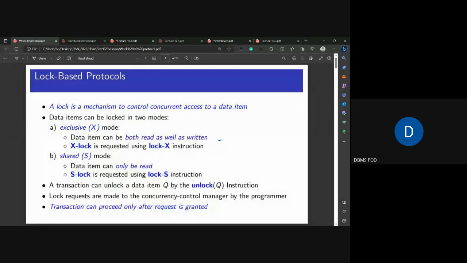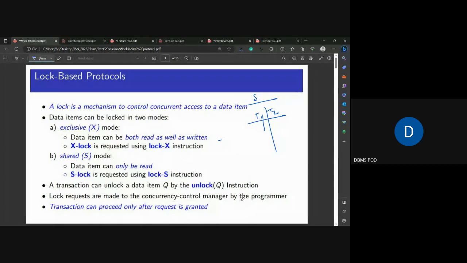Lock means, suppose there are two transactions T1 and T2 in a schedule S. If we lock on the X data item or Y data item, then only T1 can touch the data item. T2 cannot read or write the data item. This is called a lock. There are two types of lock: one is called exclusive lock, another is called shared lock.